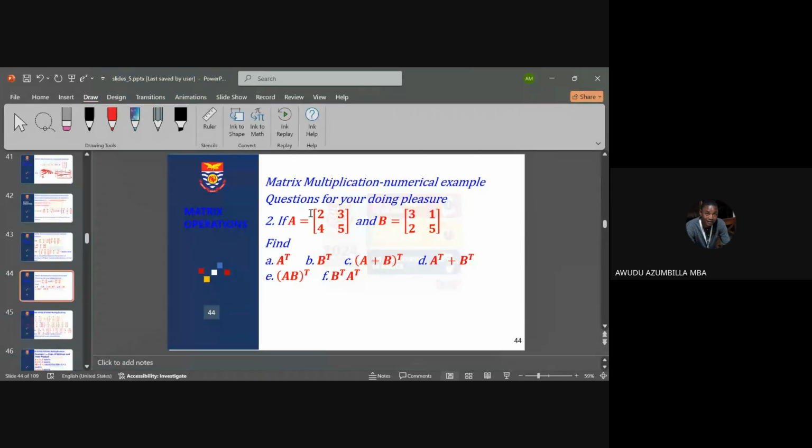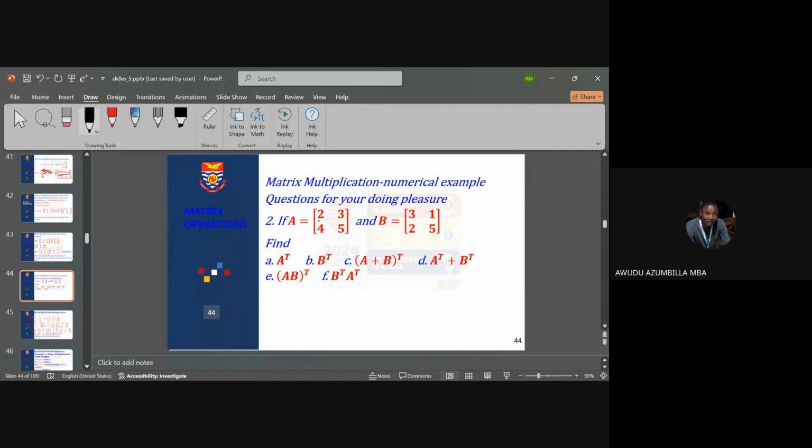This example, I don't know whether they brought it here again. BT means the transpose of B, and AT means the transpose of A. A plus B transpose means that you have to add A plus B first before you take the transpose. And then AT plus BT means that after taking the transpose of A and B, you add them together. What about AB transpose? It is also telling you that you have to multiply A and B first before you take the transpose.